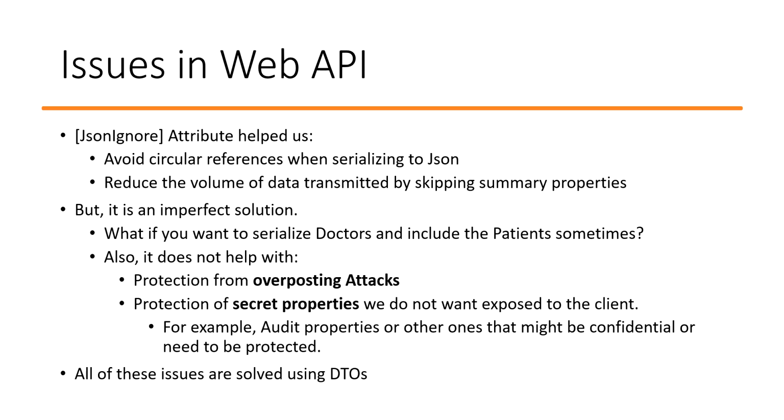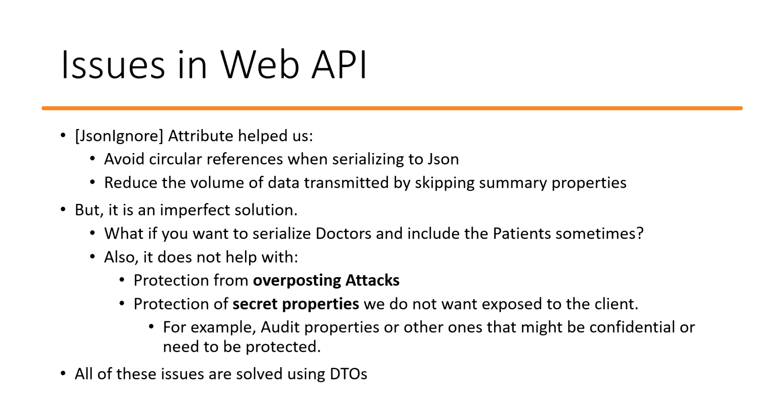Those properties should just stay on the server. They have no purpose going down to the client unless we have a special reason why we want them to. By default, we wouldn't normally want them. And we want to protect them, keep them secret, okay? We don't want everybody who can read the data to see that Jim Smith created the record, right? Maybe Jim doesn't want people to know that, okay? So, all of these issues, right, the circular references, over-posting, secret properties, they're all handled, they're solved by using data transfer objects.